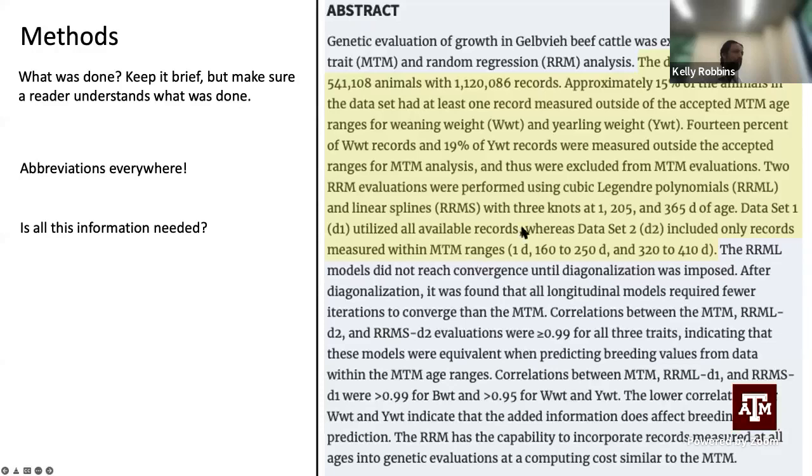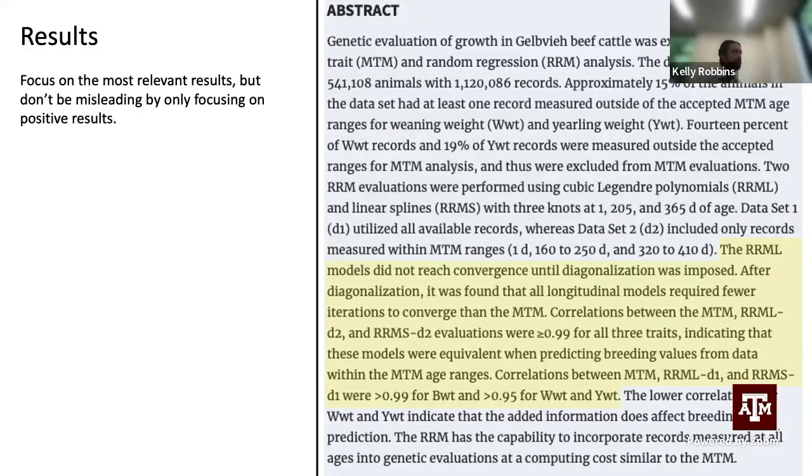So if someone is looking at this abstract and they have no idea what a random regression model is, or they have no idea what a multi-trait model is, it's probably not a paper that's going to be particularly informative to them. So I don't think burning a whole lot of my space in this abstract providing really detailed information about some of these models is a good use of the space here.